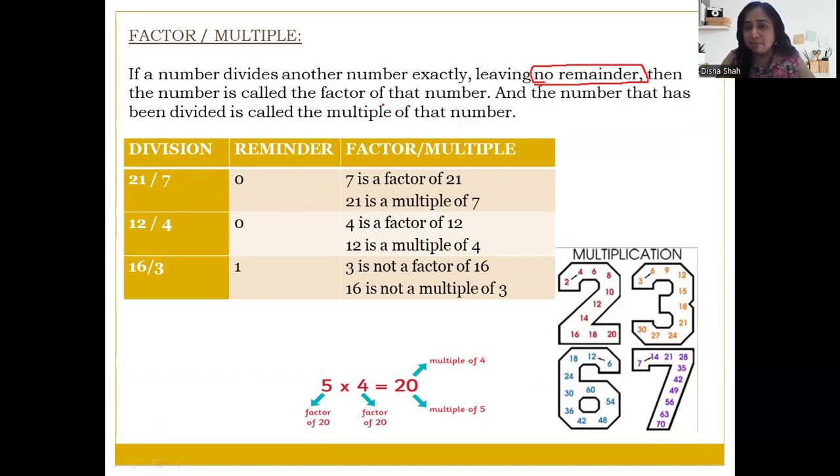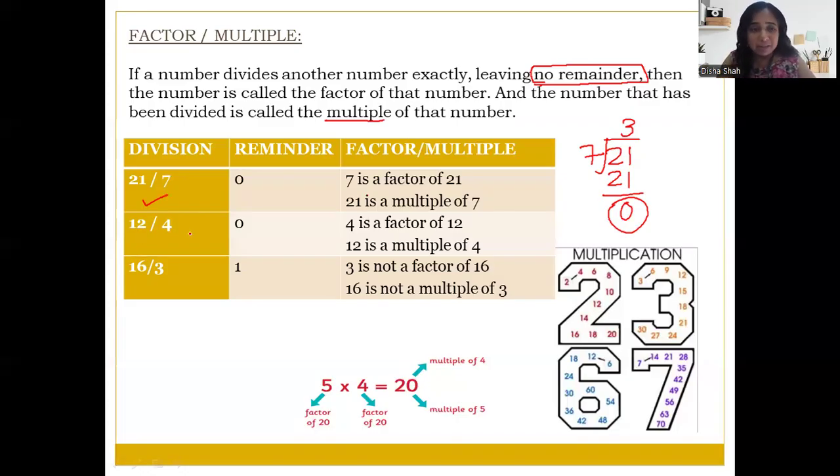factor of that number, and the number that has been divided is called the multiple. Okay. For example, if I do 21 divided by 7, so we know that 7 3s are 21, so here the remainder 0 is coming, and hence we can say that 21 is completely divisible by 7. So in this particular case, we can say that 7 is a factor of 21 and 21 is multiple of 7. Okay.